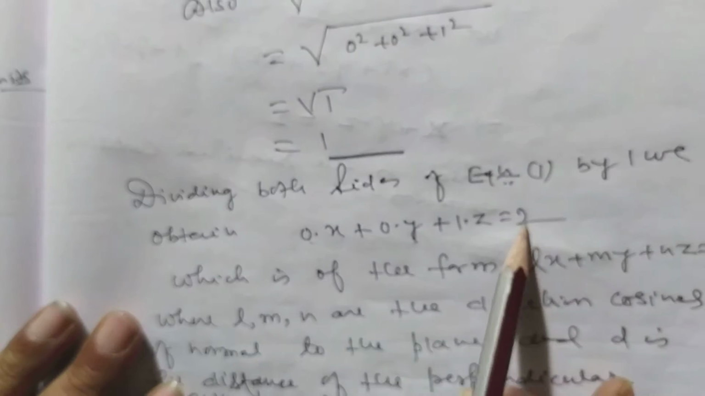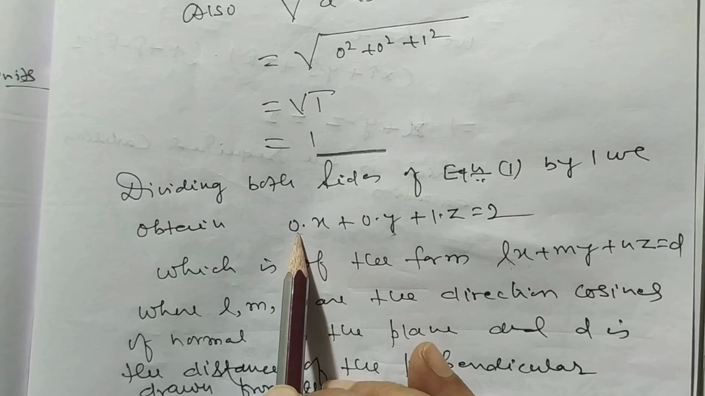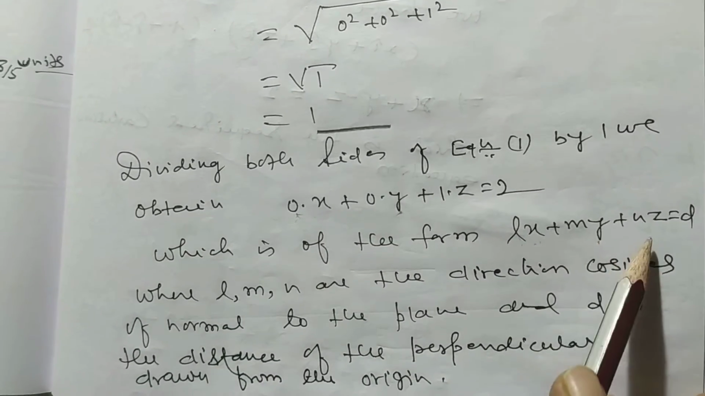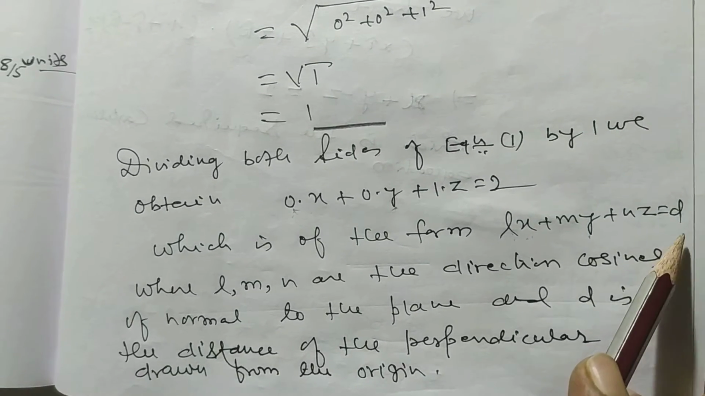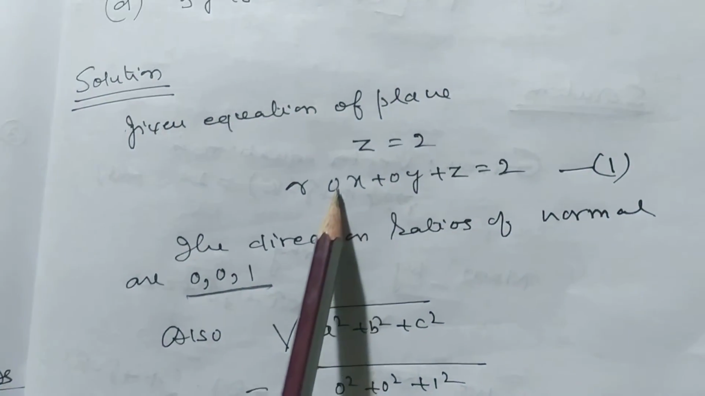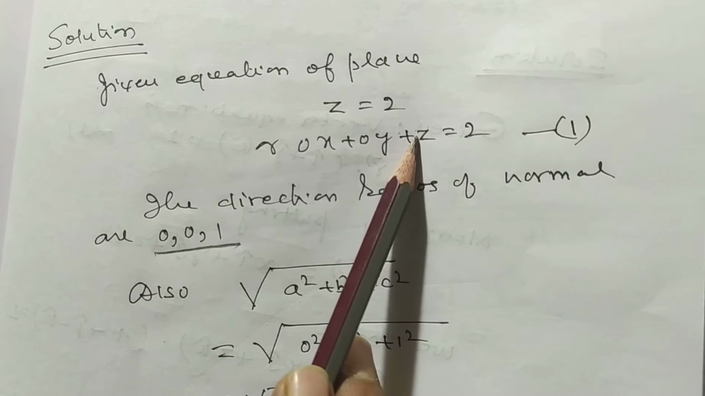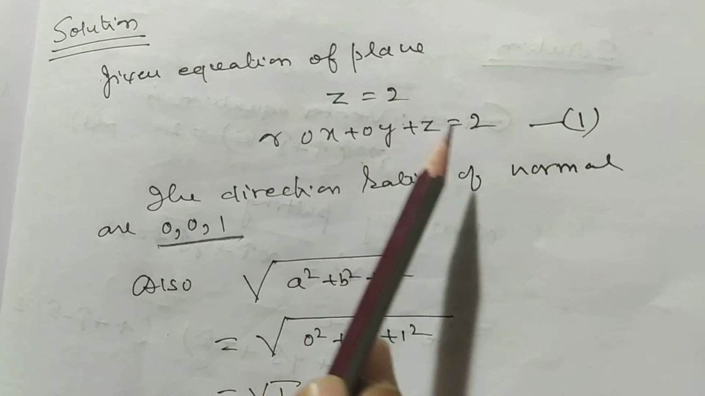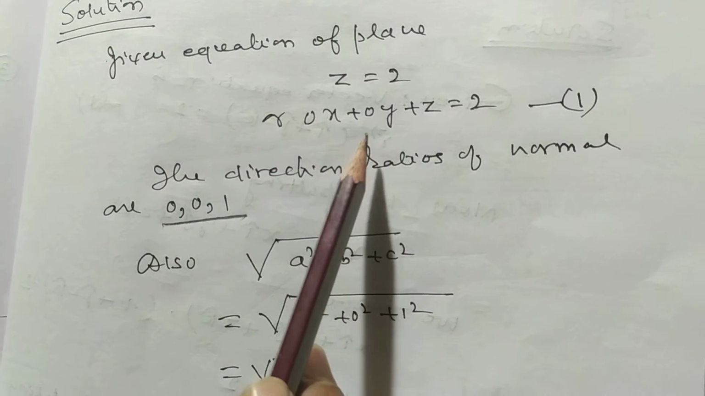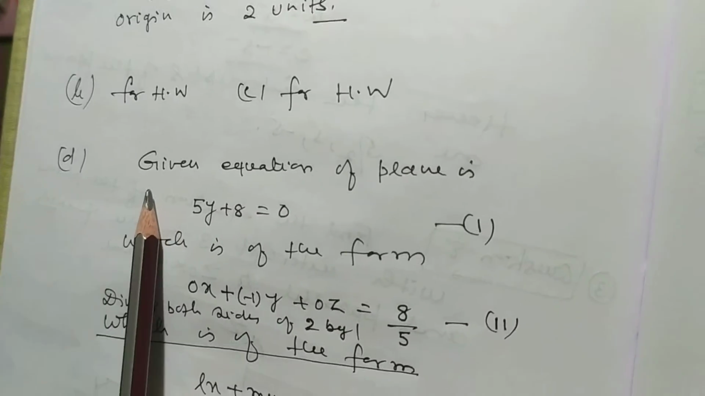My dear students, if we divide both sides by root over a square plus b square plus c square, then it will be in the form of l into x plus m into y plus n into z is equal to d. Here this equation is in Cartesian form, z is equal to 2, and here 0, 0 and 1 are the direction ratios. To convert it into normal form, we should divide both sides by root over a square plus b square plus c square.